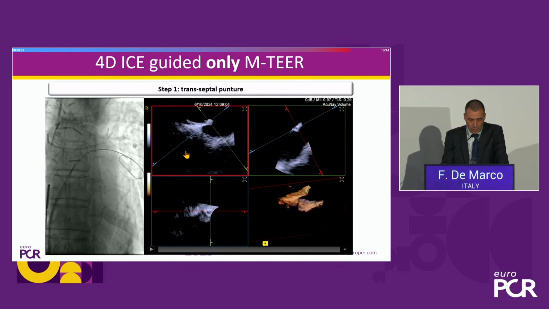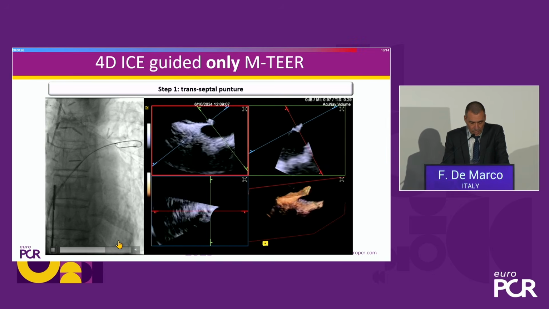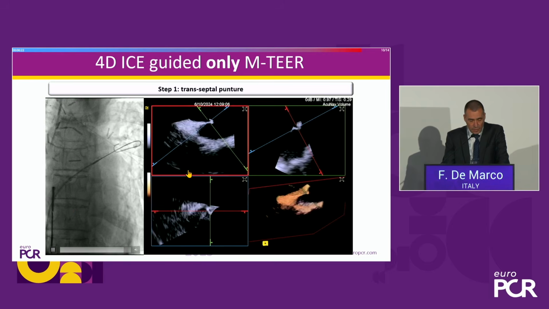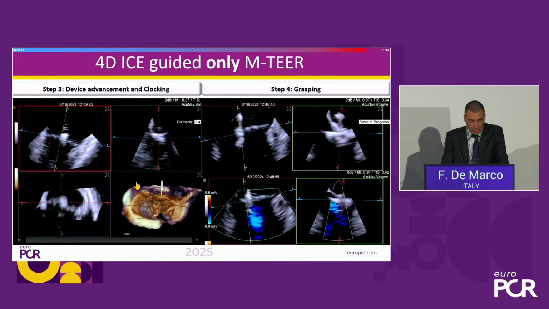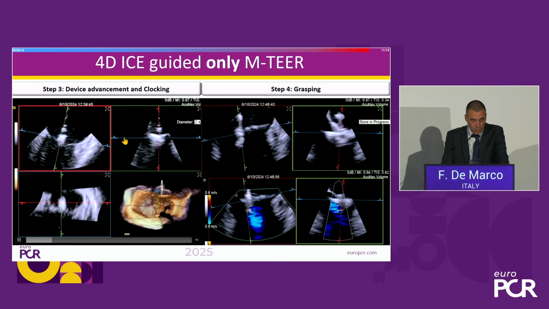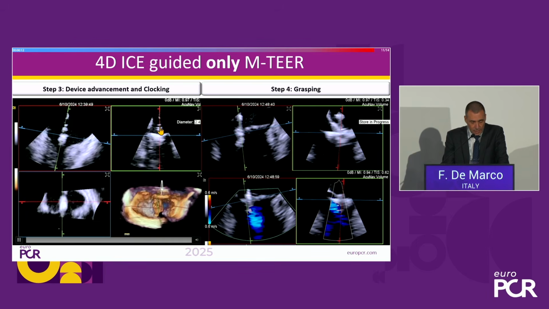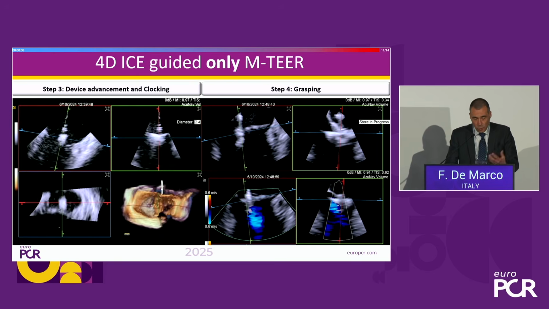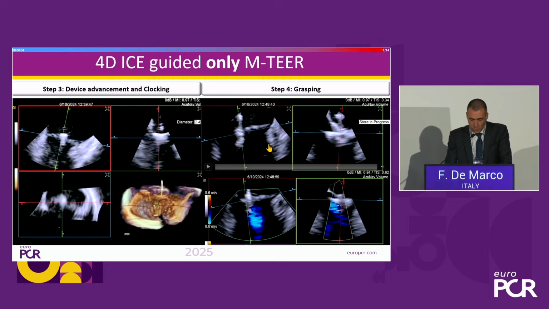This is the transseptal puncture. We advance our sheath on the other side, we dilate, and then we again advance the 4D eyes catheter through the same transseptal access used for the mitral clip. We advance the device, we steer it towards the mitral valve. That's mostly a fluoroscopy-based step, so nothing really special about it.